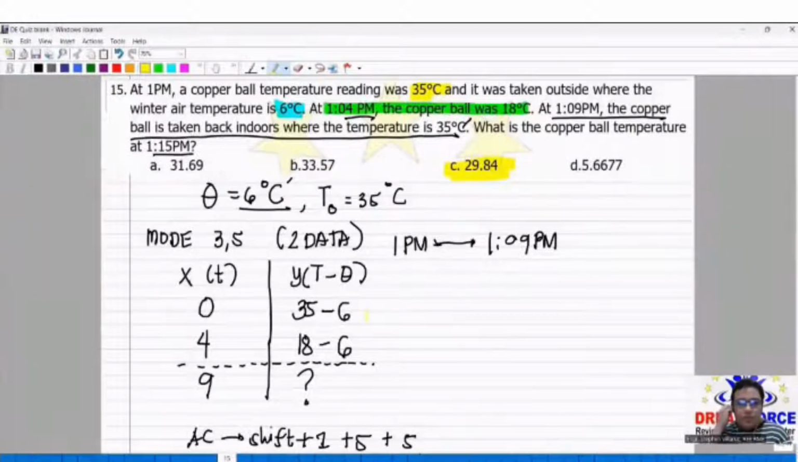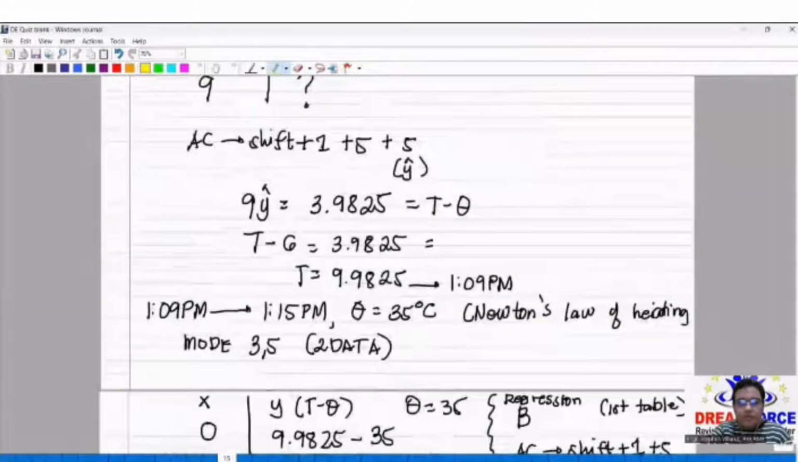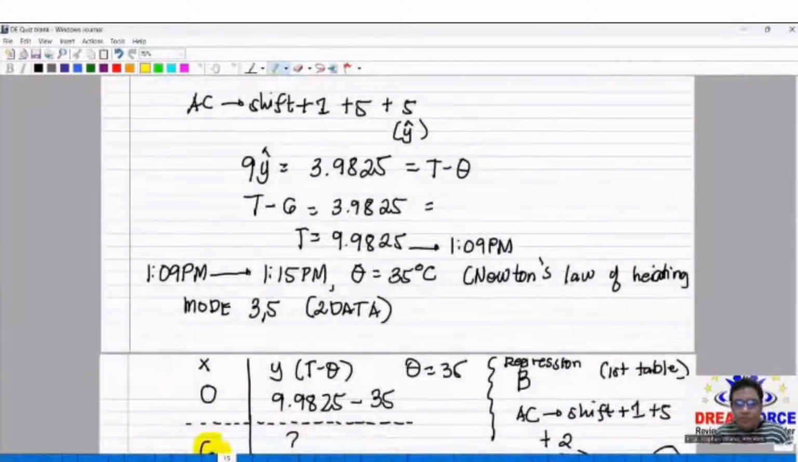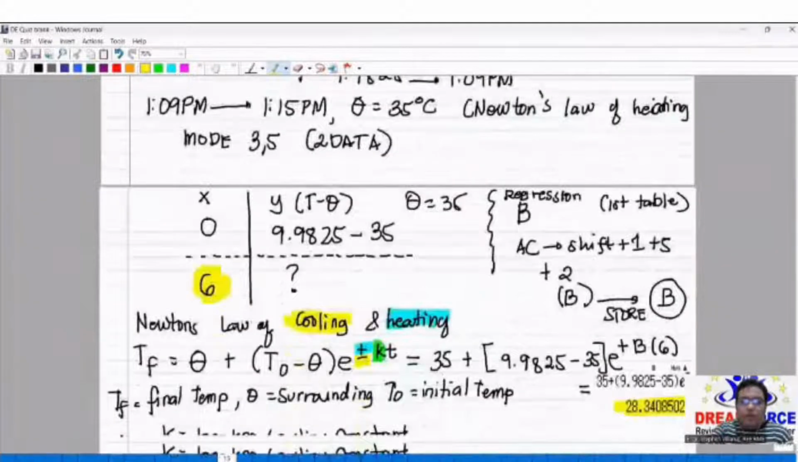Pakipicturean na po. Part 1. Then, part 2. And then, part 3.